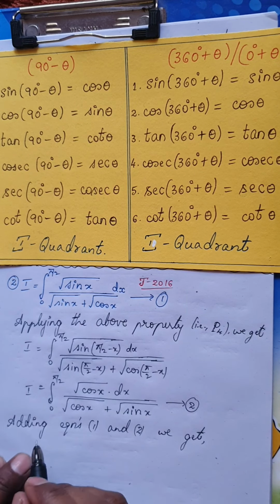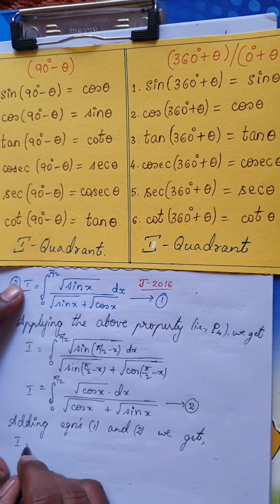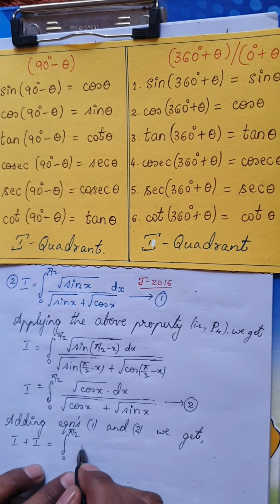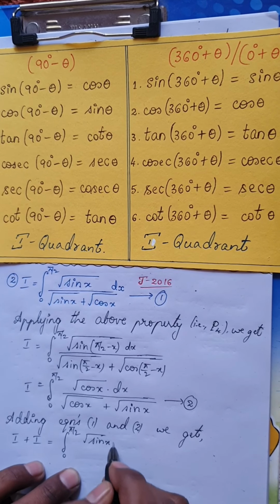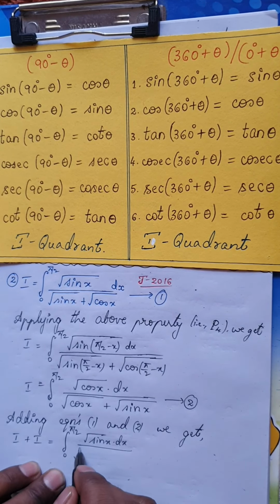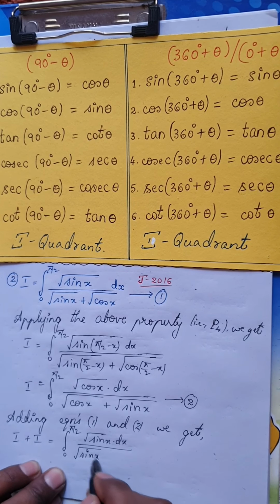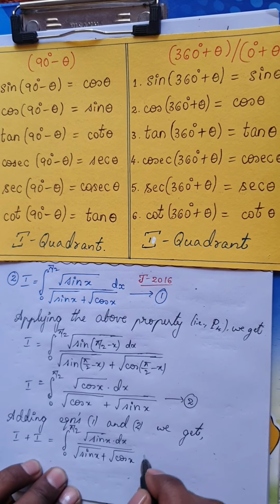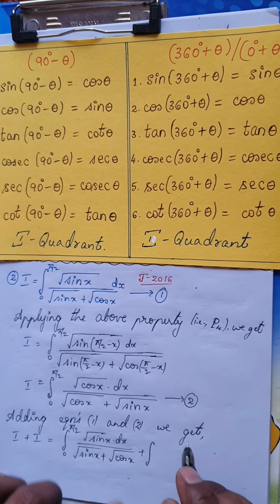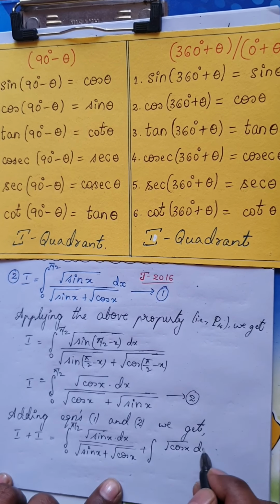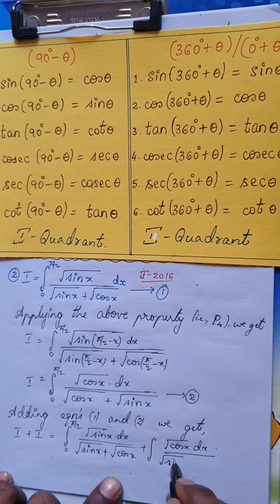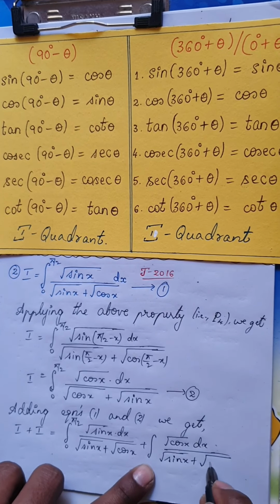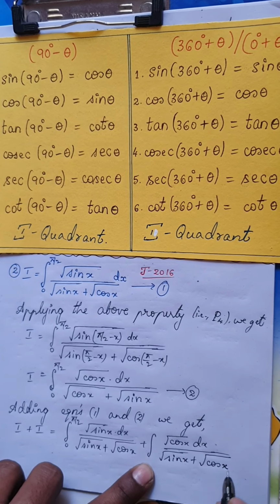So, adding equation 1 and 2, we get the left hand side as I plus I, that is nothing but the integral from 0 to pi by 2 of root of sin x dx divided by root of sin x plus root of cos x, plus, from the second equation, root of cos x dx divided by root cos x plus root sin x, which can again be written as root sin x plus root cos x, because addition is commutative.